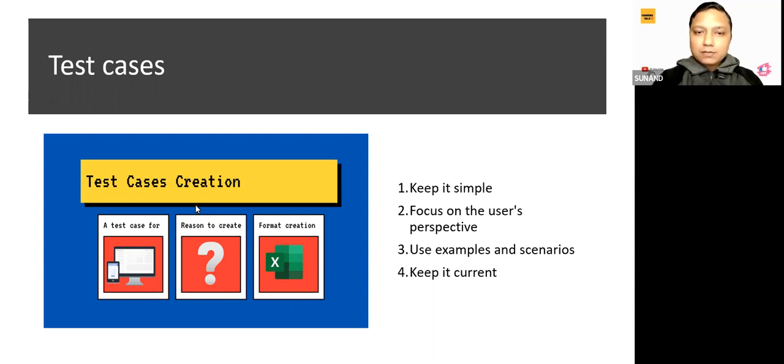Now the second important point is the focus should be on the user perspective. Test cases should be written from the perspective of the user and should cover the most common and important use cases for the features. And the third important thing is examples and scenarios. Use concrete examples and scenarios to illustrate how the feature or functionality should work in different situations. This can help to make the test cases more understandable and easier to follow. So that's again an important point.